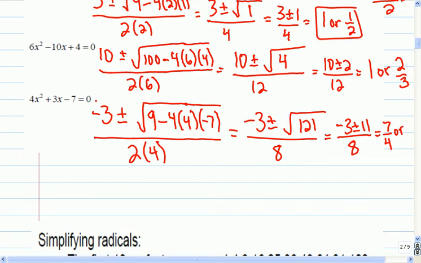Oops, sorry, I made a mistake there. That'll be minus 14 out of 8, so it should be minus 7 of 4. And then the other value, negative 3 plus 11 is going to be 8. So 8 out of 8 is just 1. Okay, so are there any questions there for those examples?